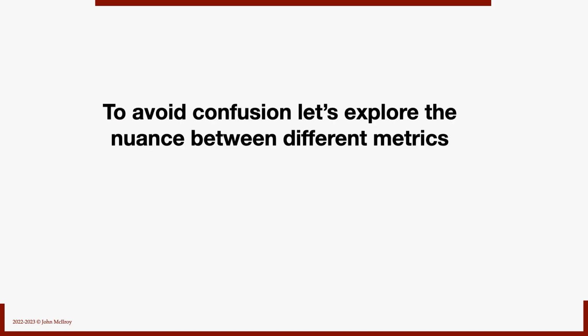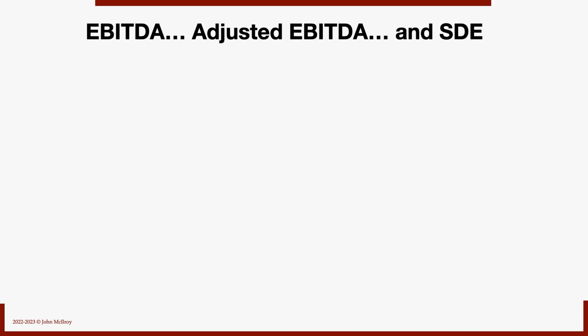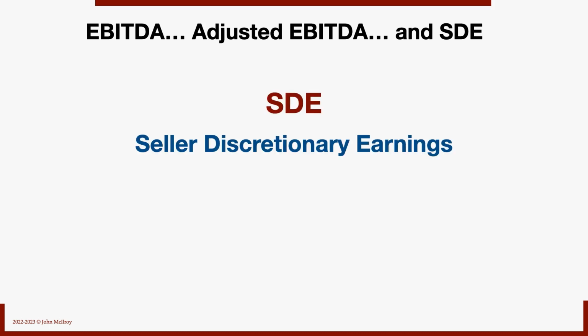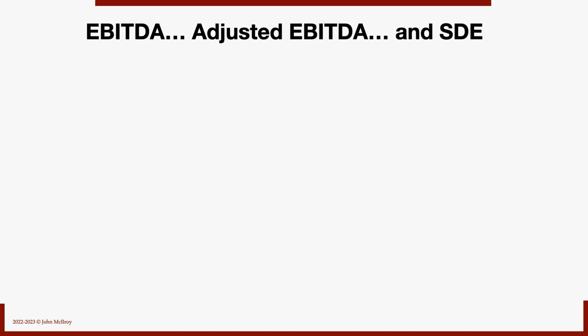And to avoid confusion, I want to explore the nuance between different metrics just to make sure it's clear in your mind. So we'll look at EBITDA, adjusted EBITDA, and SDE. SDE stands for seller discretionary earnings. It is an earnings metric that you find very often in the buying and selling of businesses. So let's see how it works.